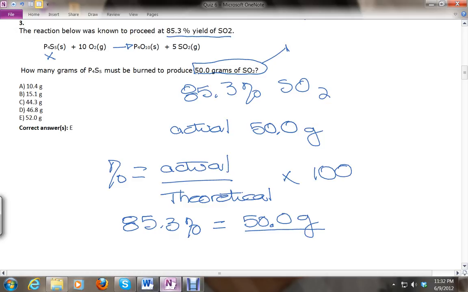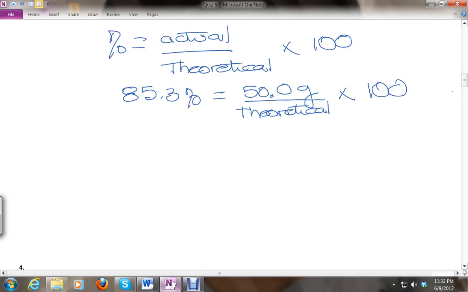So if the percentage is 85.3, how much would you theoretically need to get? That way you can calculate how much you need to burn. Not all the amount that you're supposed to get of SO2 would really be obtained. It's going to be a little bit less, so you need to put in more. So how much would be the theoretical yield?